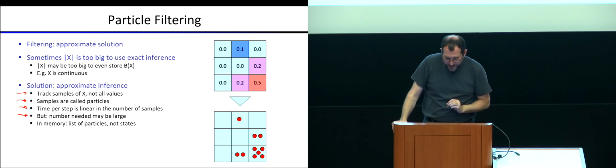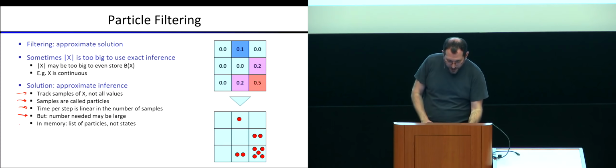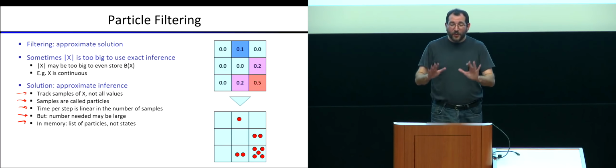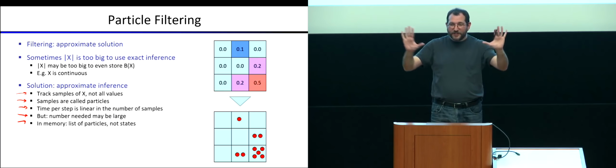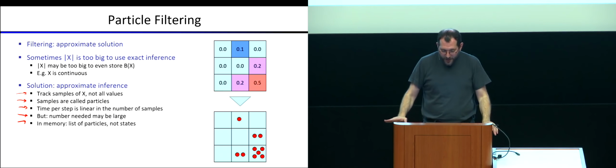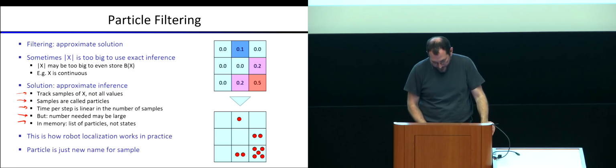So that's great. It's linear in the number of samples, but the number of samples you need might be very large. The thing you actually store in memory, and this is really important because some of the PowerPoint figures will suggest that all the spaces, even the ones with 0, are tracked. They're not. In memory, you have a list of samples, a list of particles. There is not a list of all possible states. That's important, or there'd be no point doing this.